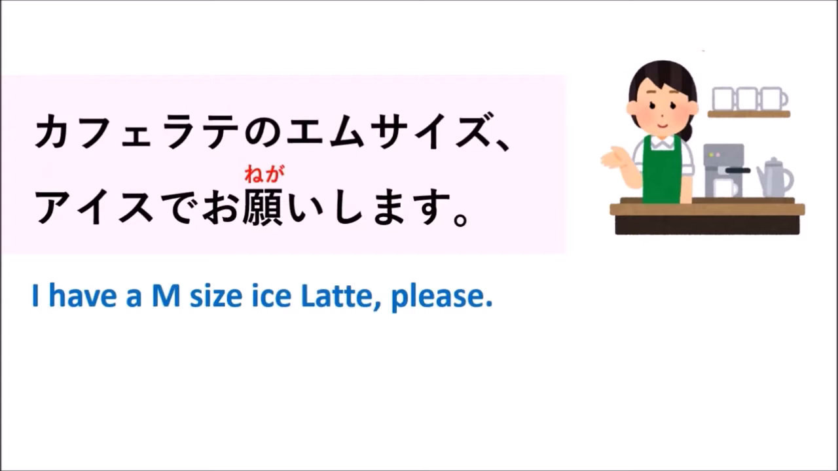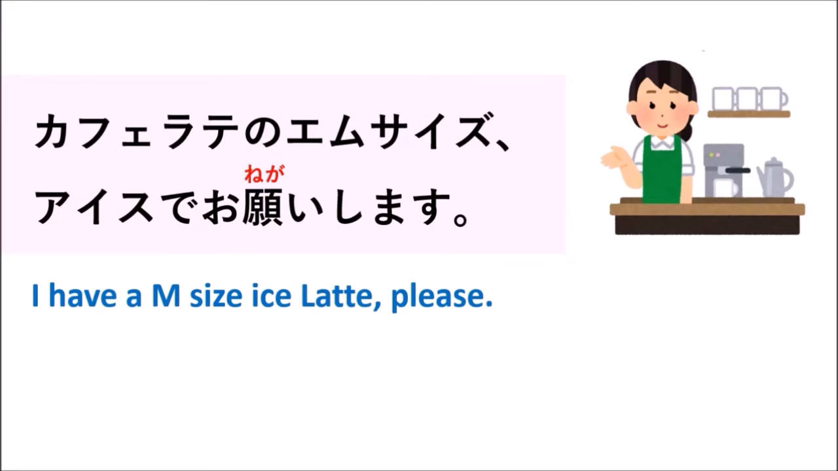So after the staff say, what would you like to order? You can say like, cafe latte no M size アイスでお願いします。カフェラテの M サイズアイスでお願いします。Which means I have a M size ice latte, please. Or you can say like, please give me a M size ice latte, like this.